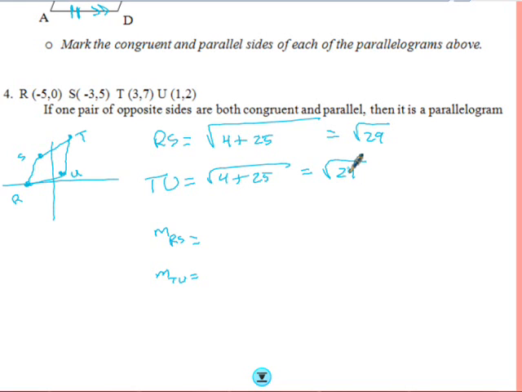Hopefully some of us who are struggling with distance, midpoint and those kinds of things, slope, this is going to help clear some of that up for you because you need that stuff to do this.